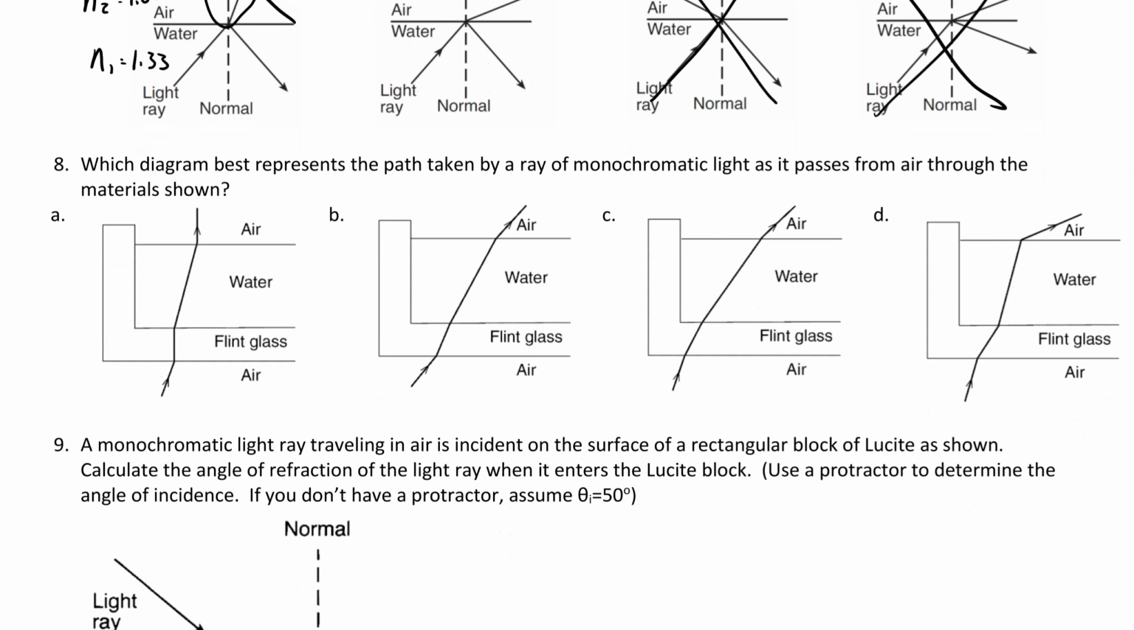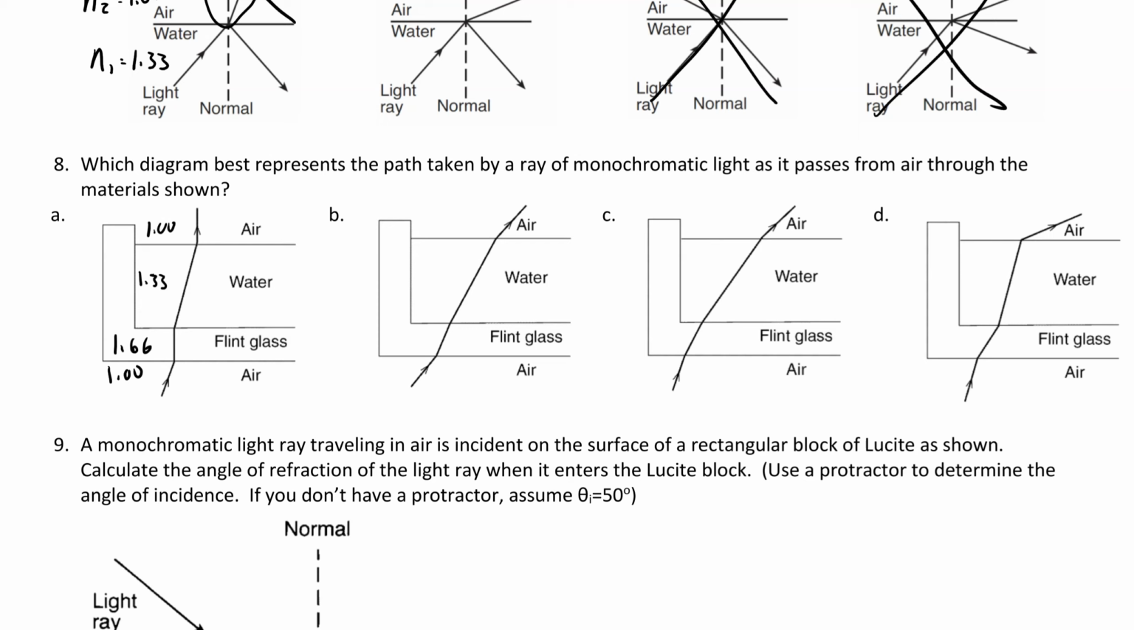Number 8. All right, so which diagram best represents the path taken by a ray of monochromatic light? That just means a single color as it passes from air through the materials shown. So it's kind of the same thing. You have to think about the indices. So it helps to write them out. So this is, it goes from 1. Flint glass, I think, was 1.66. Yep, flint glass is 1.66. Water is 1.33. And air is 1.00 again.